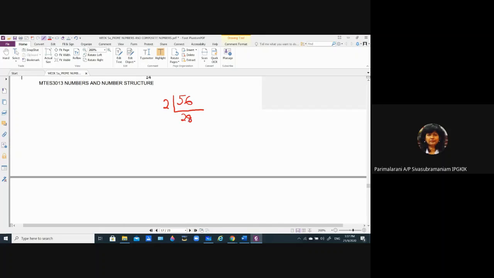28. Can 28 divide by 2? Yes. We can only divide by prime numbers. So 28 divided by 2 is 14. Can 14 divide by 2? Yes. So it is 7. And 7 is a prime number. So when we reach a prime number here, we stop. This is our answer. So 56 is equal to 2 multiplied by 2 multiplied by 2 multiplied by 7.